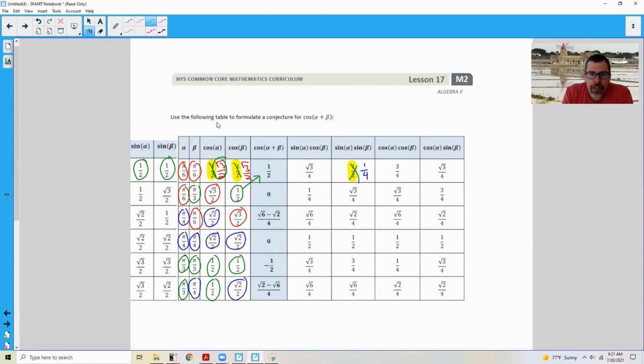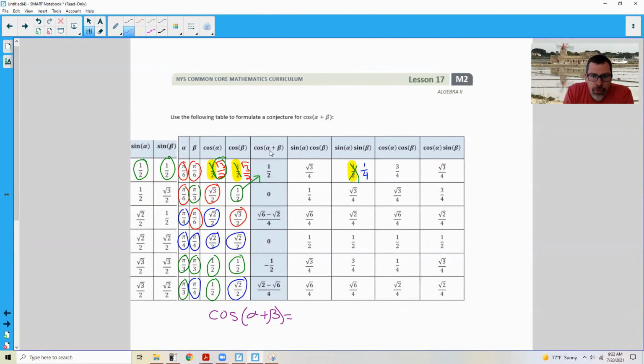And then let's come up with a conjecture for cosine of alpha plus beta. So I'll write that down here. The cosine of alpha plus beta equals, in other words, how did we get this shaded column? Okay, so root 3 over 4 plus root 3 over 4. So I can't add these two this time like I did in the last one. That'd be 2 root 3 over 4, root 3 over 2, and I don't have root 3 over 2 here. I have a half. Okay, and let's check that.